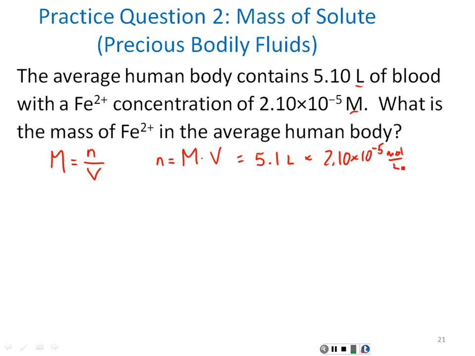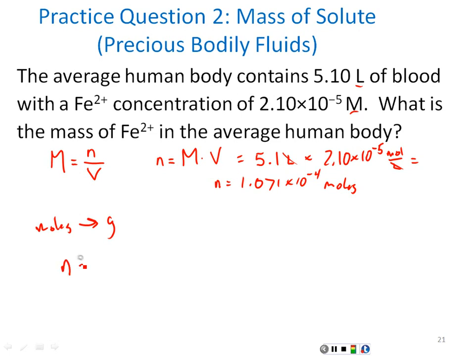Remember, capital M stands for moles per liter. Liters are going to cancel, so we're going to be left with N in terms of moles, which is 1.071 times 10 to the minus fourth moles. The question is asking for the mass of iron, not the moles. So now we're going to have to convert moles into mass, or moles to grams. So moles to grams. How do we do that?